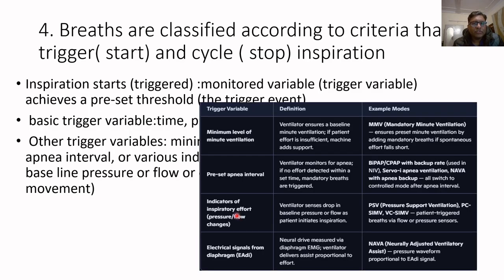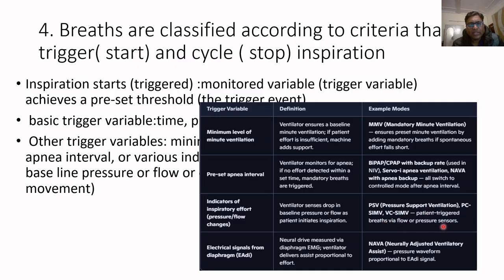Some examples of these types of triggers: minimum level of minute ventilation becomes a trigger in a mode called mandatory minute ventilation. Here, this mode tries to ensure a preset minute ventilation by adding mandatory breaths if spontaneous effort falls short. Then a preset apnea interval: suppose you are on BiPAP or CPAP, the backup rate. In servo apnea ventilation, these all switch to control mode after the preset apnea interval has elapsed. Then an indicator of inspiratory effort in pressure support ventilation, pressure control SIMV, volume control SIMV.